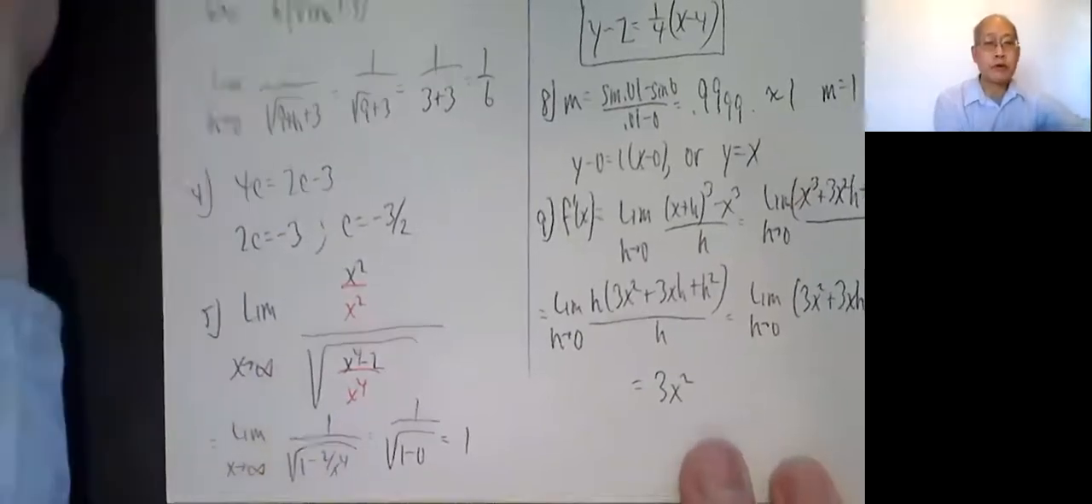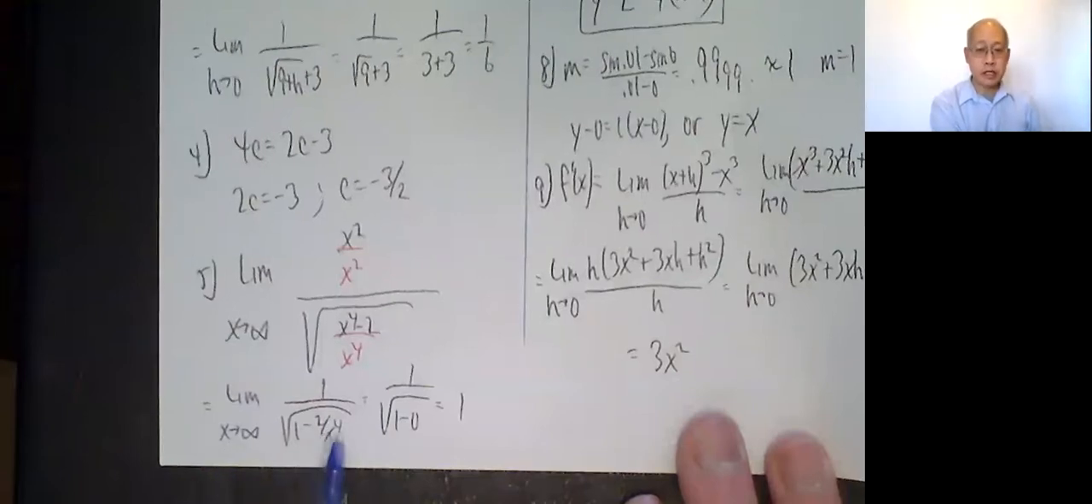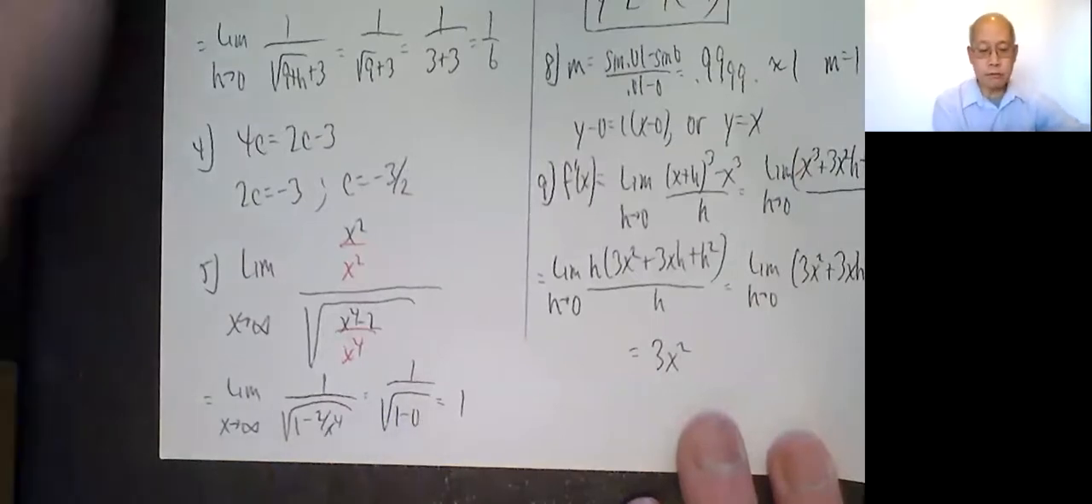Okay, x squared over x squared is 1. x to the 4th over x to the 4th is 1. 1 minus 2 over x to the 4th. Now when x gets real big, this expression becomes 0. 1 over radical 1 minus 0, 1 over square root of 1, or 1.